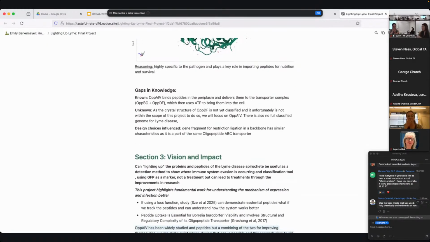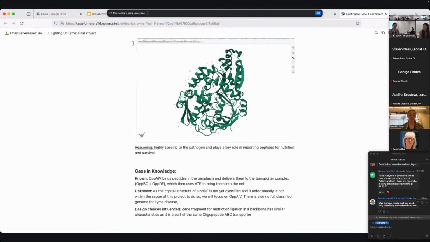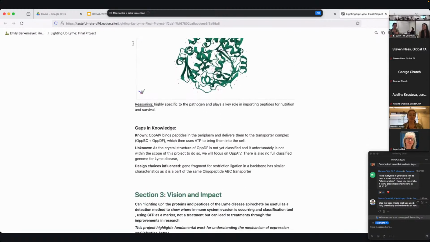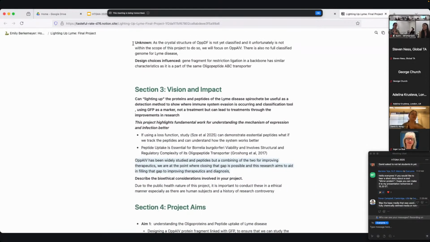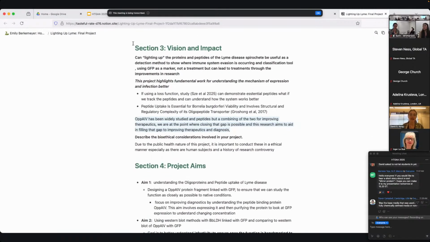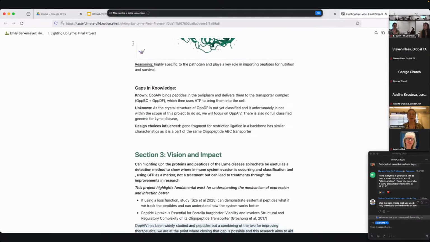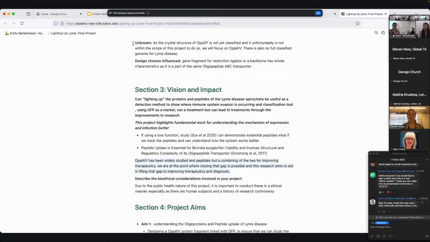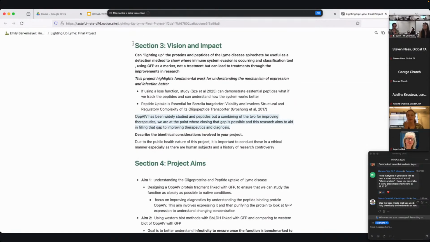So gaps in knowledge around these specific binding peptide systems: not all of them are classified within the protein database. There are at least 2 out of the 5 within the system that are missing. And so that's an overall vision for this project: if we can link GFP with one of the classified proteins of Lyme disease, OpAIV, and the peptides that correspond with that, that can be a useful detective method for showing where the immune system evasion is occurring and used as a classification tool.